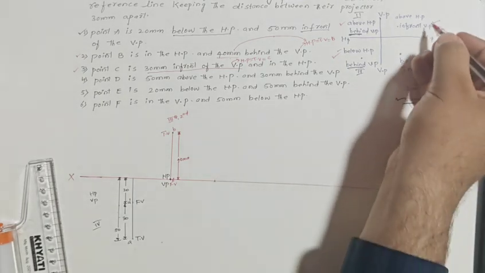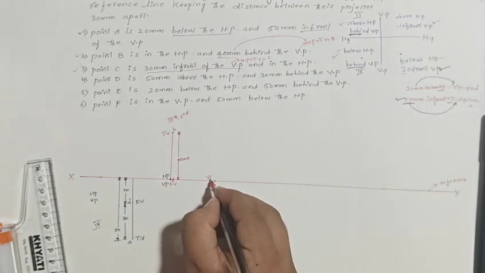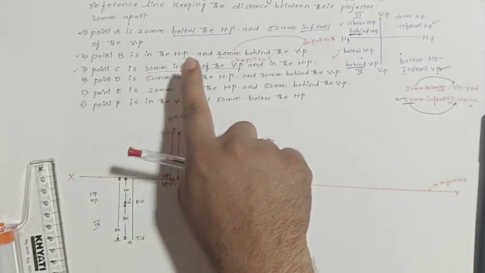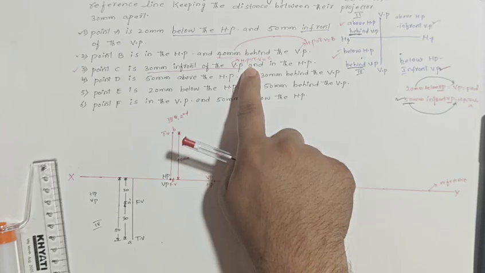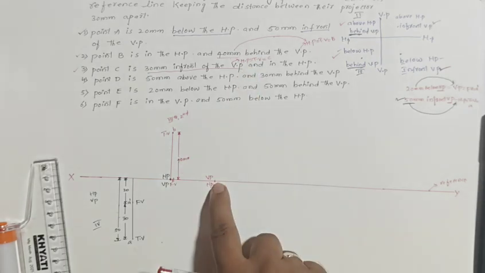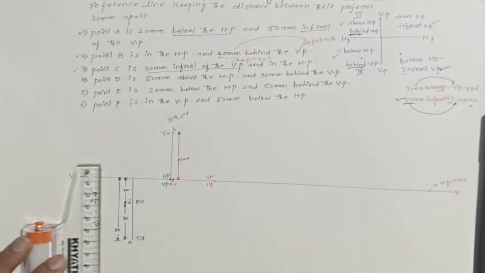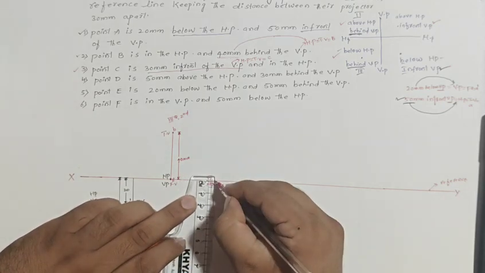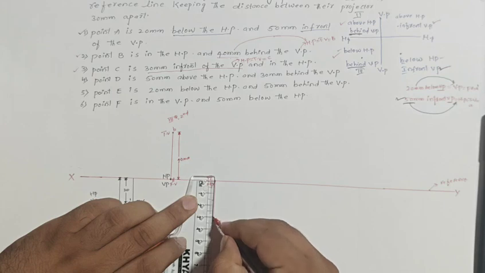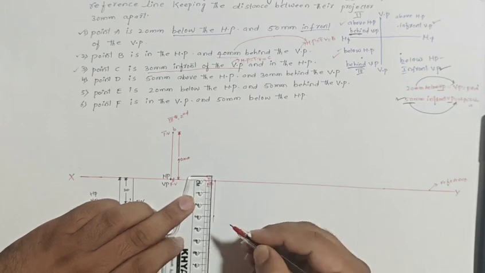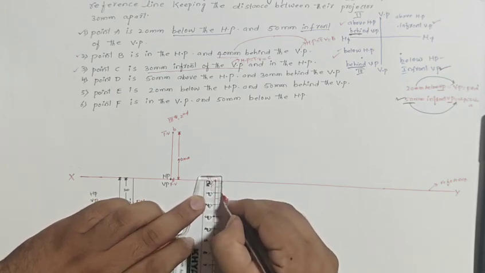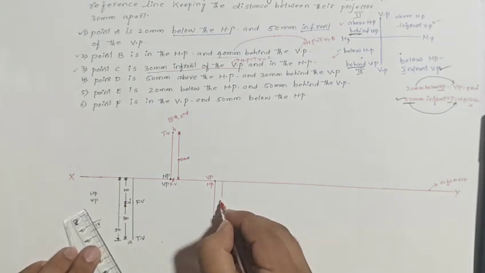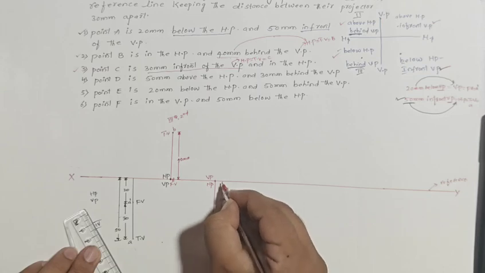You will get the same answer. So I am using the first quadrant here. 30 mm you need to draw on the HP. Where is the HP? Below the reference line. From this reference line, we need to measure a length of how much? 30 millimeter. Clear?